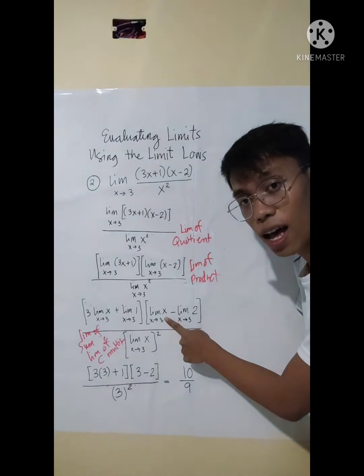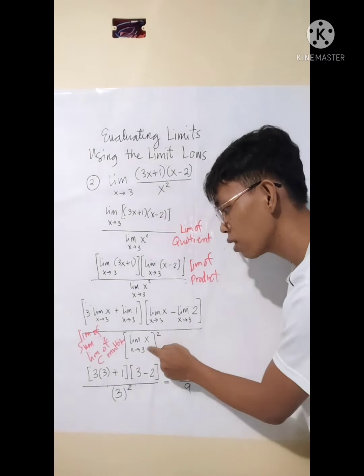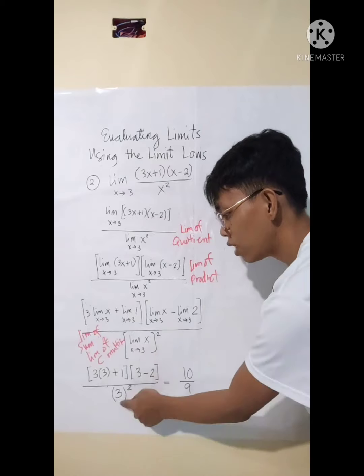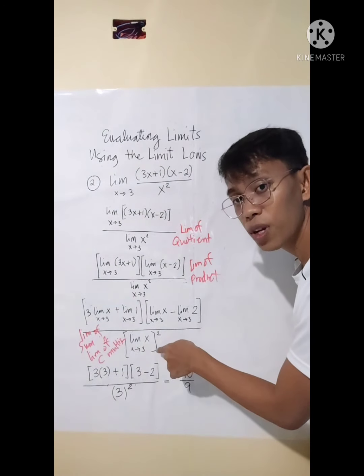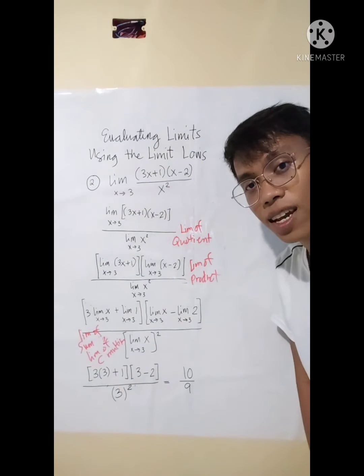Here, this is a limit of an identity, limit of a constant, limit of an identity. So this is 3. Tapos, we raise it to the power of 2. Lastly, our final answer is 10 over 9.